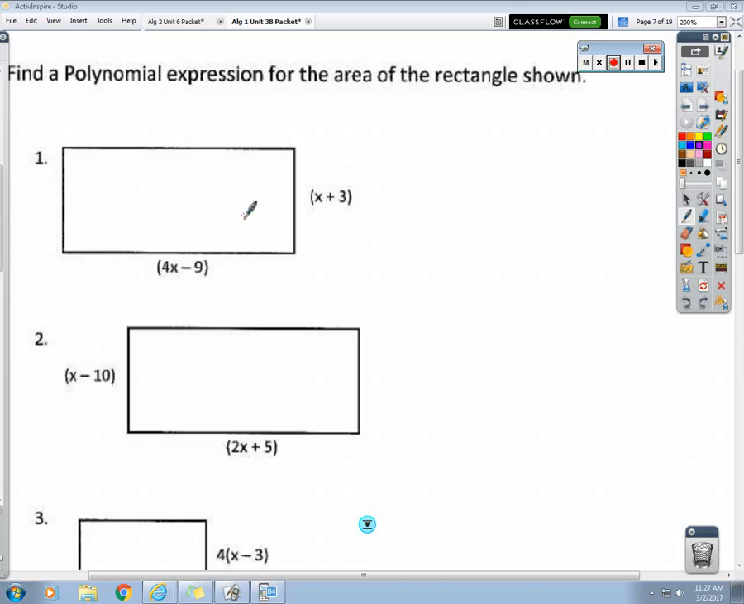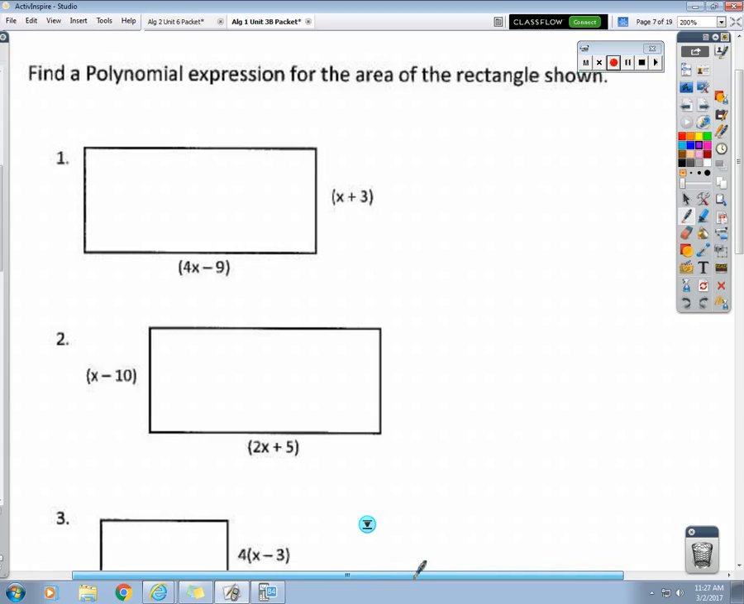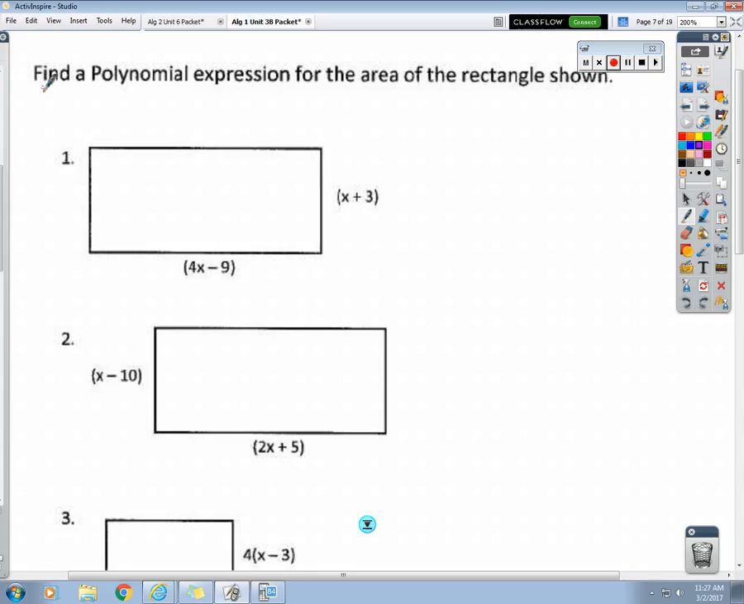The directions say find a polynomial expression for the area of the rectangle shown. Okay, so find the area of a rectangle. Well, to be able to do that, you have to know the formula for the area of a rectangle. What's the formula? Length times width. Okay, well, didn't they give us the length and the width? So the area will be 4x minus 9 times x plus 3.